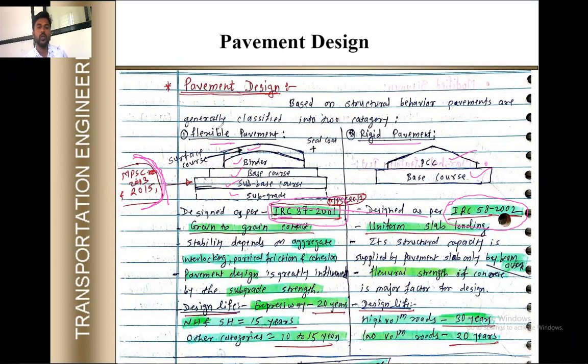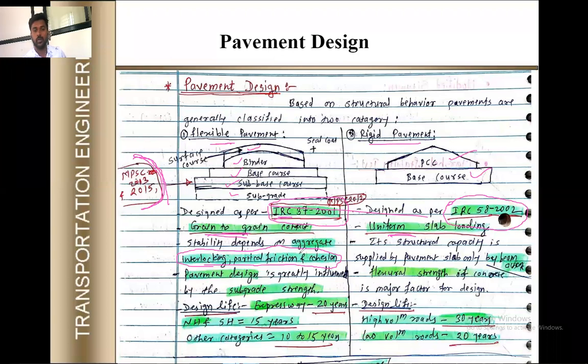Whatever load is transferred by the flexible pavement is transferred by grain to grain contact, and in the rigid pavement, load is transferred uniformly at the slab level. The stability depends on aggregate interlocking, particle friction, and cohesion. As the load is transferred grain to grain, the interlocking between the grains is very important, as well as the friction between them and the cohesion between the different materials in the flexible pavement.